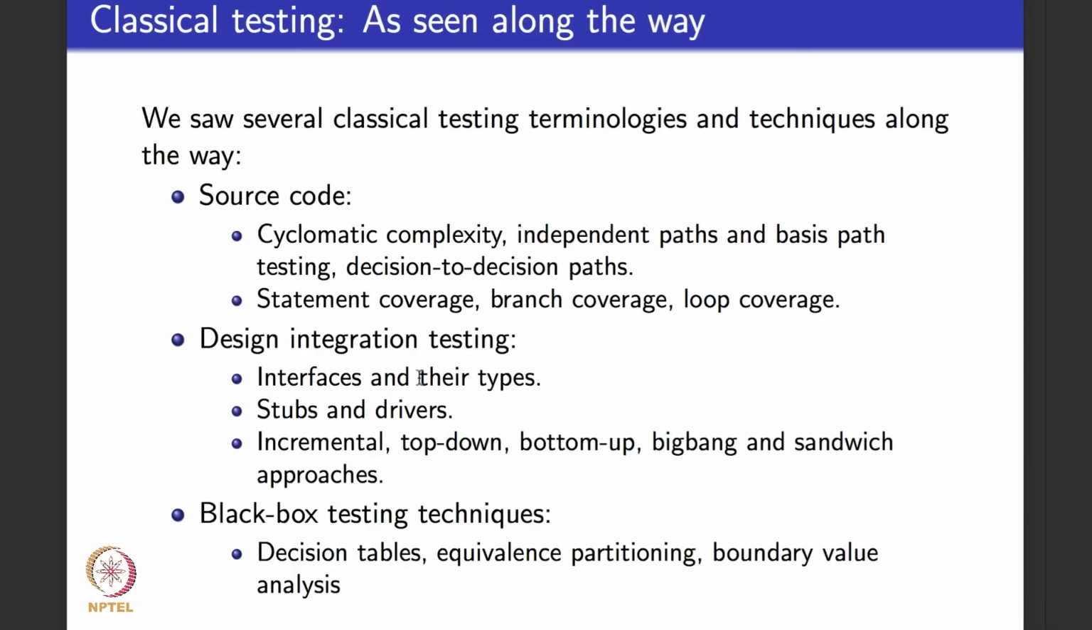Along with this, we also saw a lot of the classical terms in testing that you would encounter in any old textbooks. Related to source code, these are the terminologies that I introduced you to: cyclomatic complexity, independent paths, basis path testing, decision to decision paths. I also told you in the context of white box coverage, statement coverage, branch coverage, loop coverage. We saw them as node coverage, edge coverage, and prime path coverage.